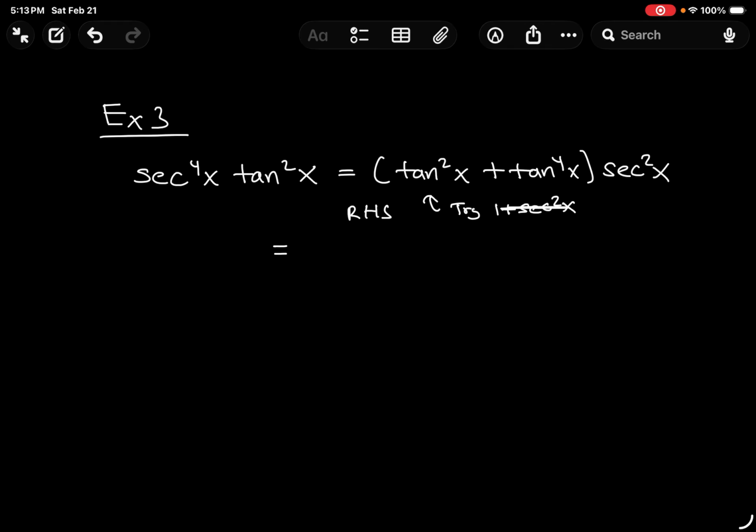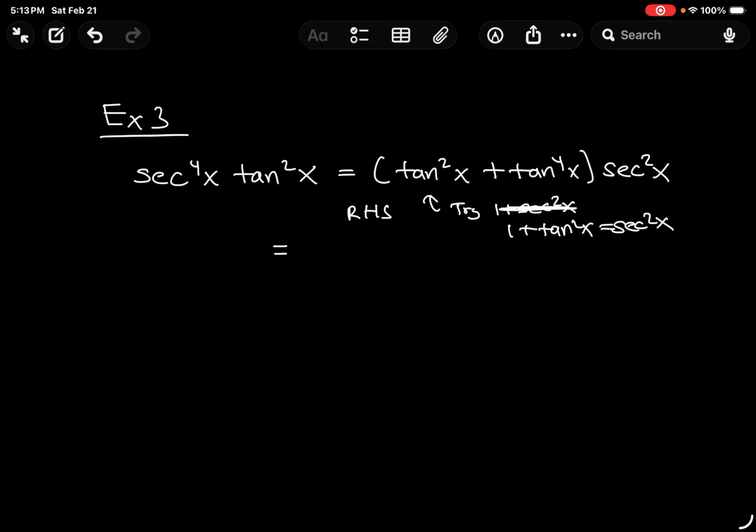My apologies. 1 plus tan squared x is equal to secant squared x, right? So I could try saying tangent squared x is equal to secant squared x minus 1, but then I still have this tangent to the fourth x, right? And so something that I mentioned before.